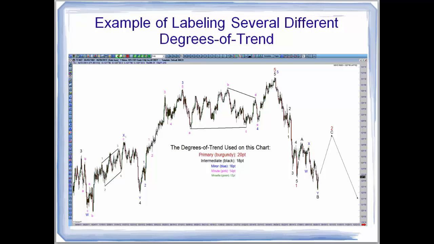Here's an example of a chart showing labels at several different degrees of trend. Notice that within the blue or minor degree wave 3, for example, there is a pink or minute degree 1, 2, 3, 4, 5 impulse. This is an example of a wave 1, 3, or 5 subdividing into 5 waves at one lesser degree.